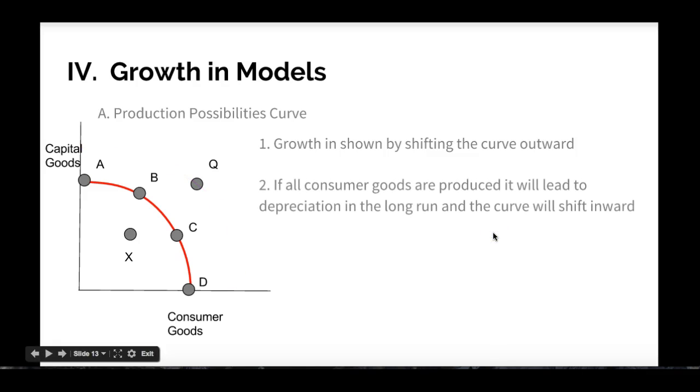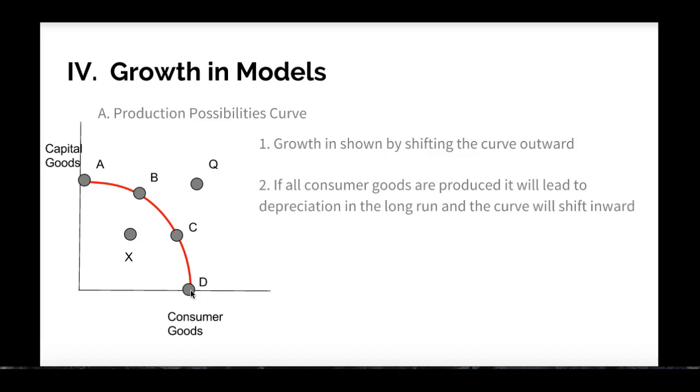Now here's the thing: what will cause that? If we're picking any point along this curve, some of these points will lead to more growth than others. So if you pick, for example, all consumer goods, this point D here, it will eventually lead to depreciation in the long run, and it will actually lead the curve to shift inward.